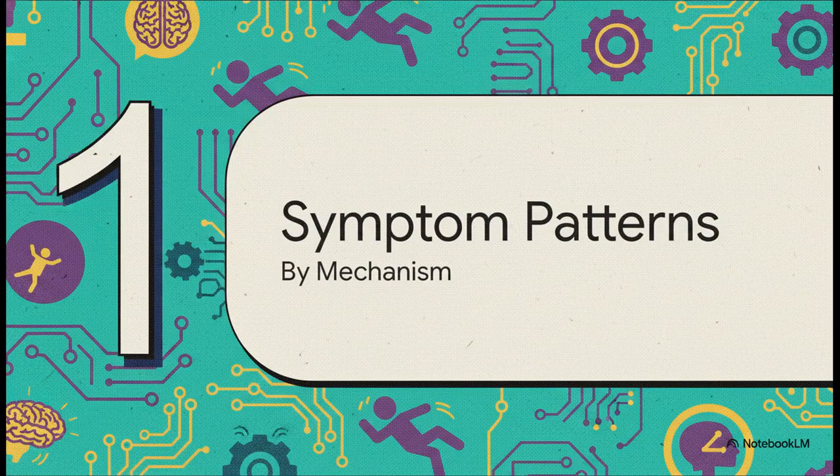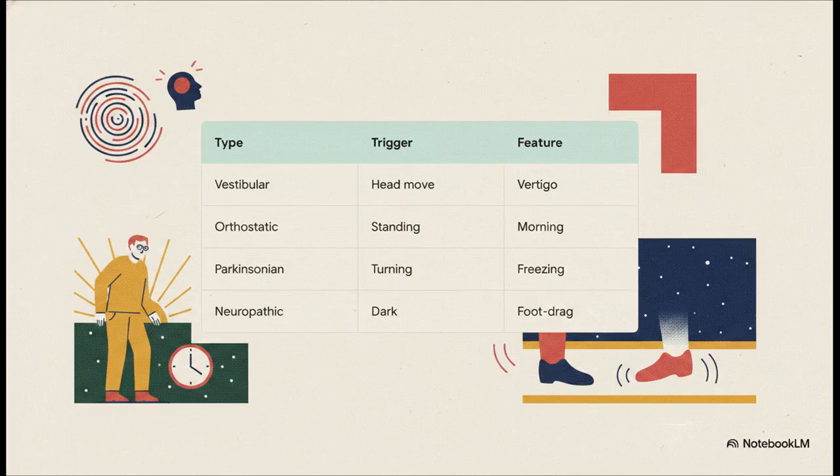Let's get right into Section 1, Symptom Patterns by Mechanism. There are some incredibly sharp contrasts between distinct fall profiles, and this is where we separate them out. Vestibular falls famously follow head movement, like looking up or just rolling over, and they're often accompanied by brief vertigo or oscillopsia. Contrast that with orthostatic falls.